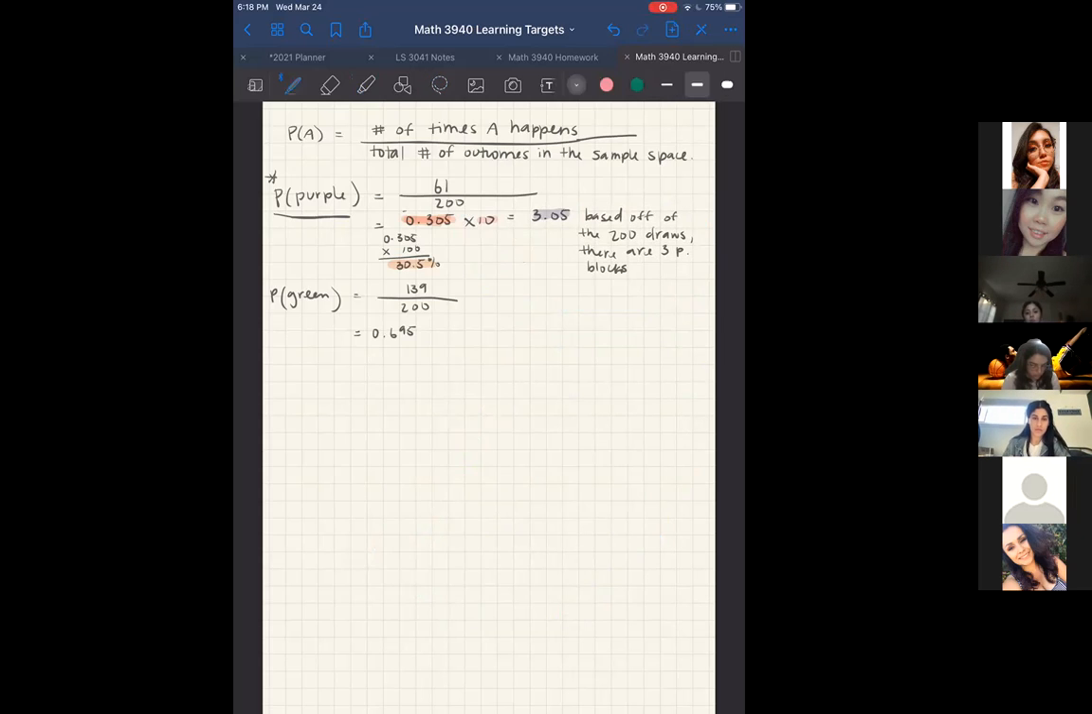So for the green, this is the probability. And then to find the percent of the probability instead of a decimal, in case she asked, we would multiply it by 100, and that gives us 69.5% chance of pulling a green.